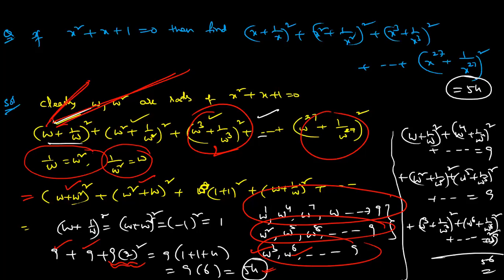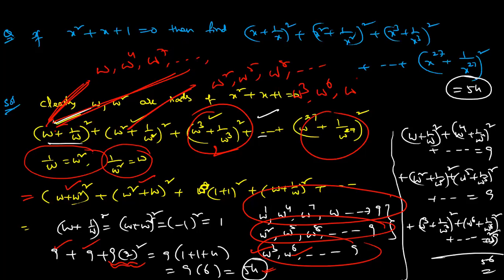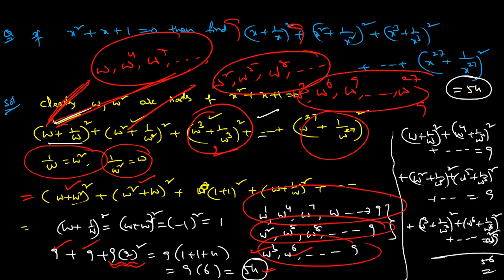So these types of combinations, how many are there? Omega, omega power 4, omega power 7, and so on. Next, omega square, omega power 5, omega power 8, and so on. That's the meaning. Omega cube, omega power 6, omega power 9, up to omega power 27. How many terms are there? 9. This one also 9. This one also 9. 3 nines are 27. There are 27 terms. So these combinations always give 1. These combinations also give 1. But these combinations give 4.